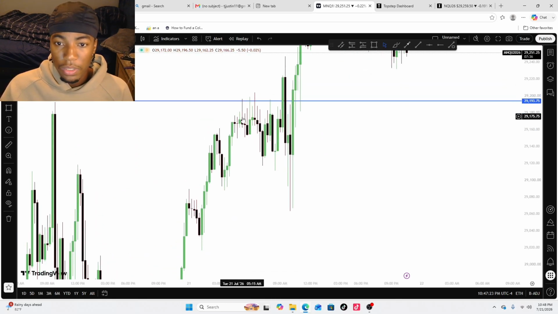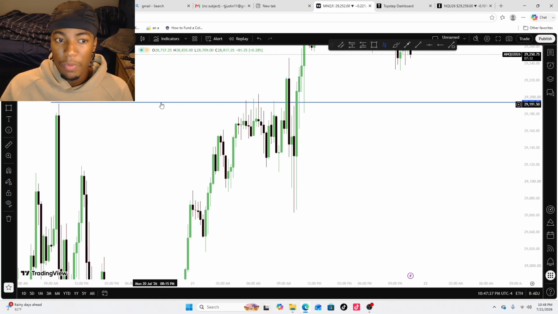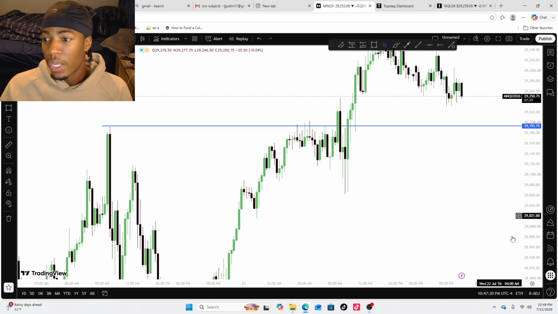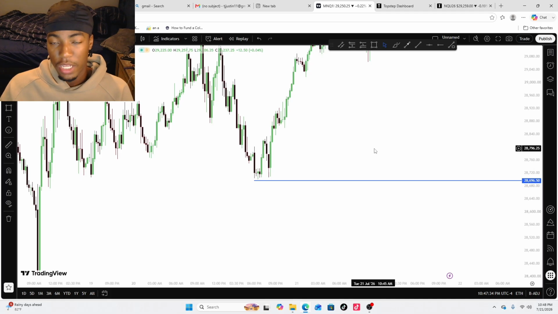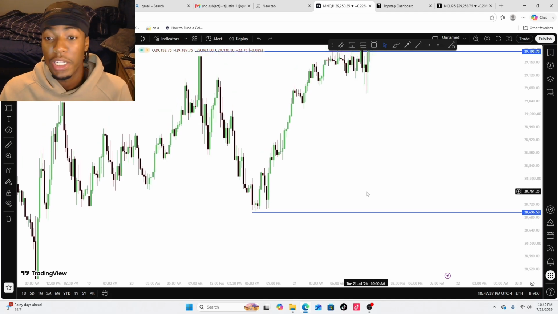All these wicks, 1, 2, 3, 4, all these wicks, these 4 candles that came up and rejected off of this high right here, that's usually what a rejected candle looks like. And it shows that the resistance is resisting, basically, like it's rejecting off of here.